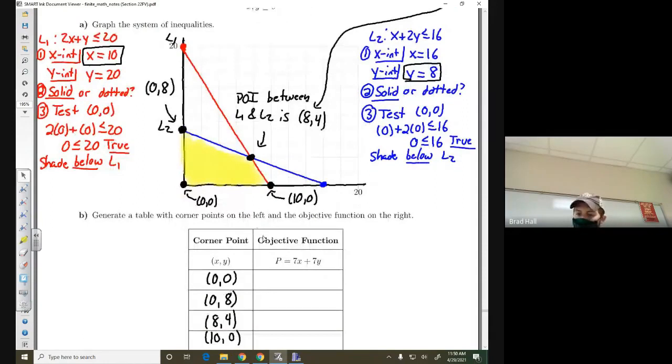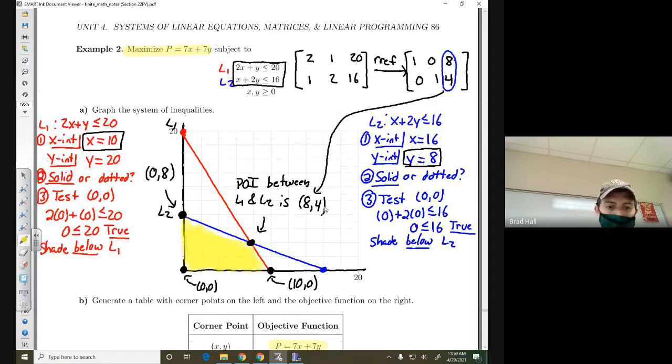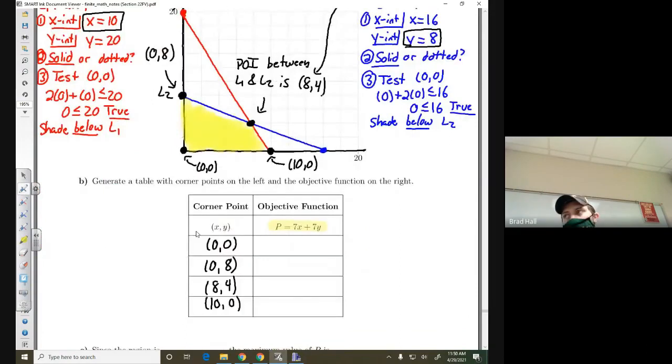So now we're down here to the table in part B, and notice how the objective function is 7x plus 7y. And this is consistent with the objective function that they gave us at the very beginning of the problem. So that's not just an arbitrary placement. You would need to remember to place this objective function here. And so this tells us exactly what to plug these ordered pairs into.